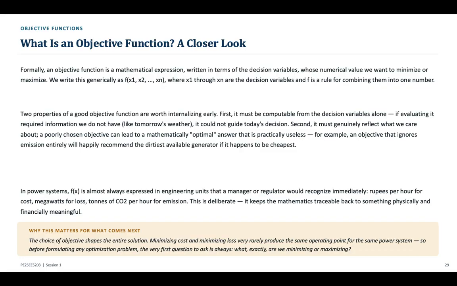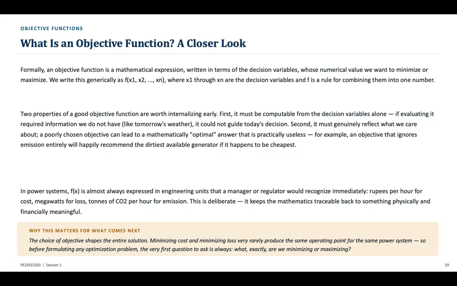Okay, fine. So formally, when we talk about an objective function, that is a mathematical expression, right? Written in terms of decision variables, whose numerical value we want to minimize or maximize. We write it generally as a function of x1, x2 to xn, where x1 through xn are the decision variables. And the function denotation f is a rule for combining them into one number.